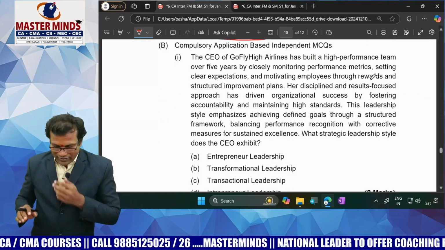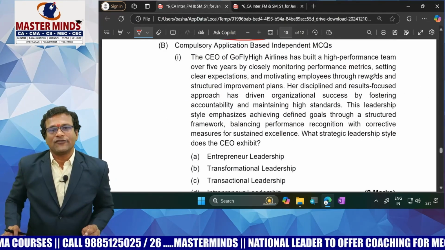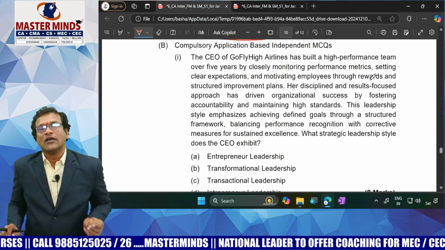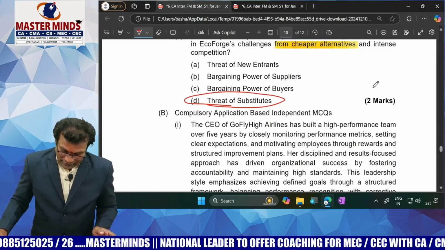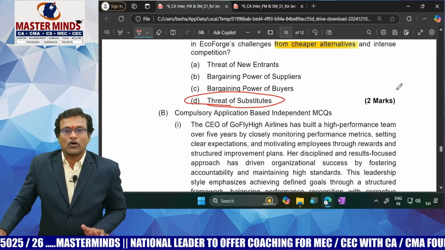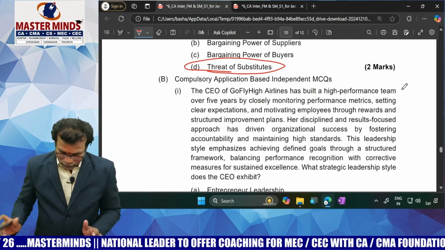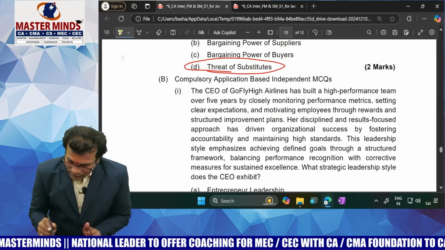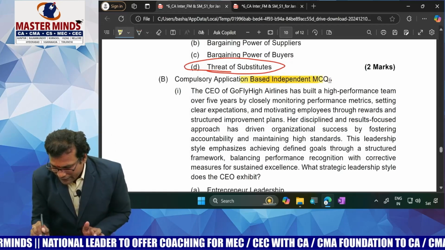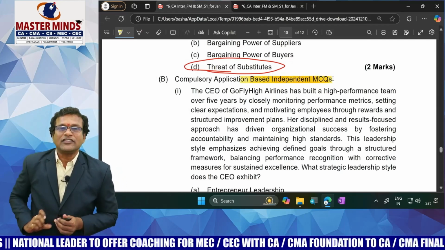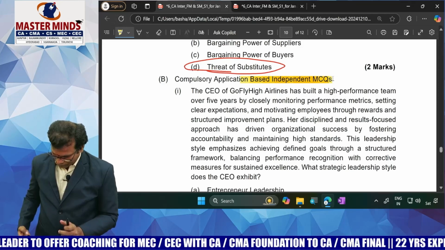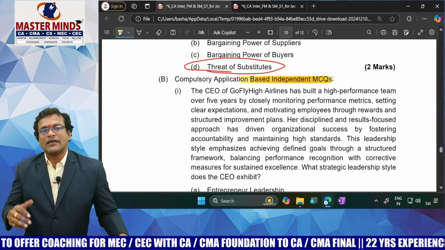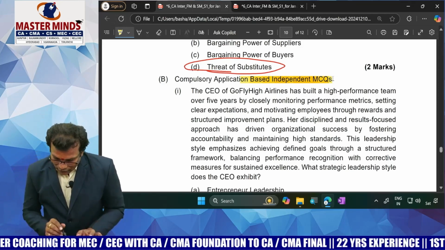Case study. By any standards, if you try to rate this question, it is a fair enough question. Now come to the other 3 MCQs, which are worth altogether 5 marks. Look at that first one. Look at this keyword. It's called application based independent MCQs. Means each question is a separate case study. Right. Now look at this question.